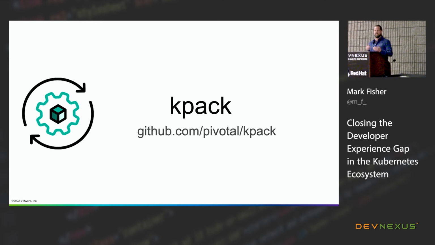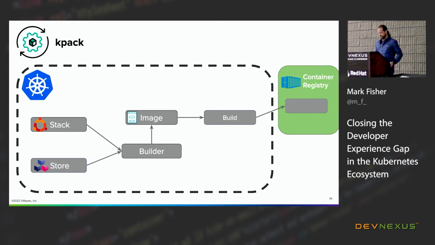And then kpack is the custom resource model on Kubernetes that drives buildpacks inside the cluster. So it spins up pods for the build, and it creates images for your application and pushes them to a registry. Okay, so these gray boxes inside the dashed line are the custom resources that are defined by kpack. So you have that stack with the run image and the build image referenced by a builder. And then you have the store, which is the list of buildpacks that you want to make available here.